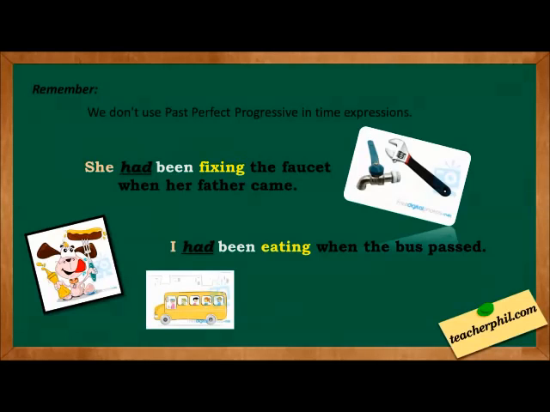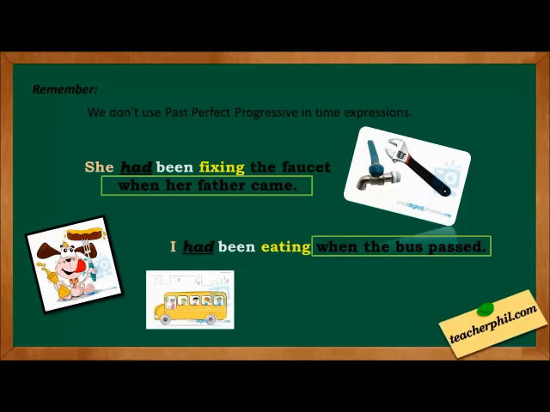Remember, we don't use past perfect progressive in time expressions. Examples: She had been fixing the faucet when her father came. I had been eating when the bus passed. When her father came and when the bus passed are our time expressions. If you notice, we don't use the past perfect progressive with them. We simply use past simple.